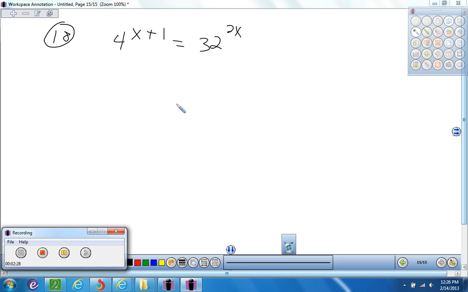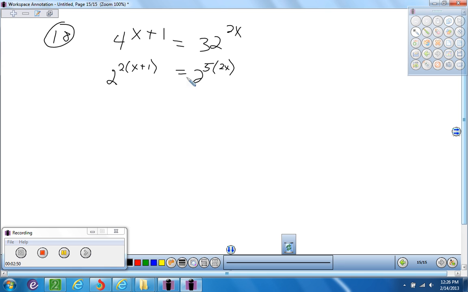Alright, for problem 18, we have 4^(x+1) is equal to 32^(2x). Now the temptation is to try 4, but it's not going to work. So we're going to have to write this in multiples of 2. So 2 squared gives us 4, and 2 to the 5th power gives us 32. Alright, so what I'm going to do here is distribute this through so that I get 2x plus 2 is equal to 10x.